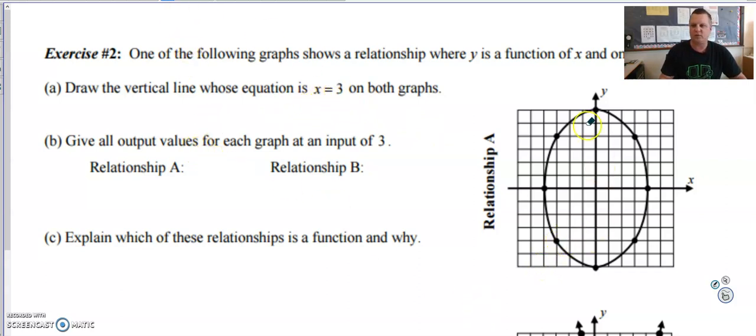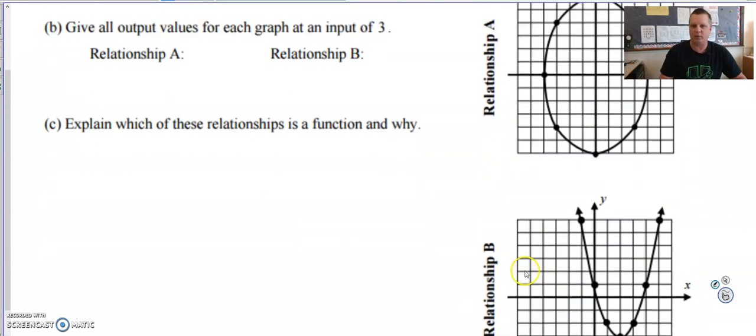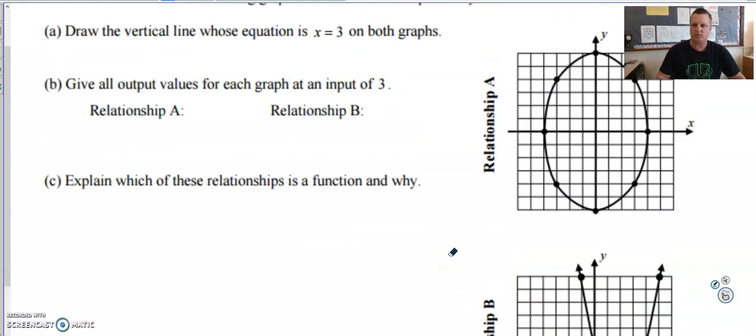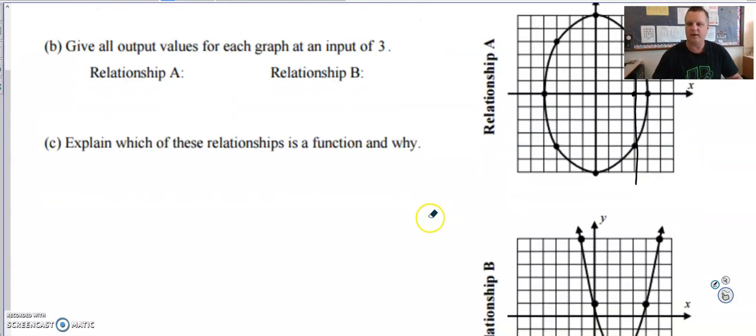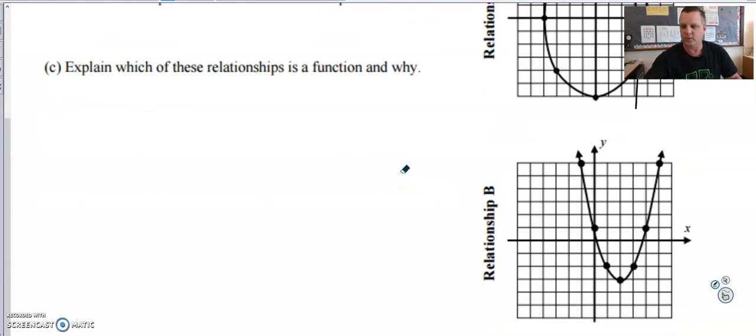So we have this graph, it's an oval, and then we have a parabola. So x equals 3. Now you got to be very careful because sometimes you put it the wrong way. So if I want to draw x equals 3, I find where 3 is on the x-axis, which is right here. And then I draw a line right through it like that. Okay? Same thing in the next one. X is 3, 1, 2, 3 right here. And draw a line through it like that.